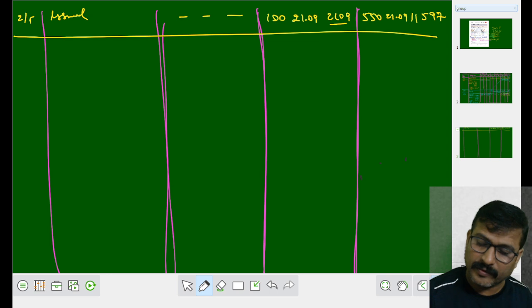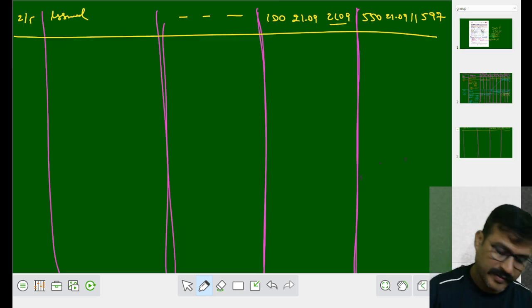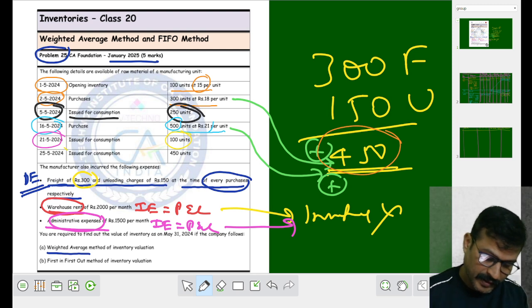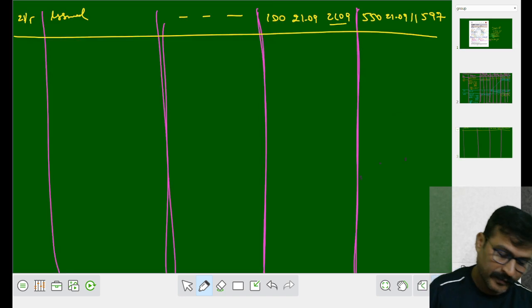That completes your 21st May. Okay. Then the last transaction, 25th May. Issued how many units? 450. 25th May.